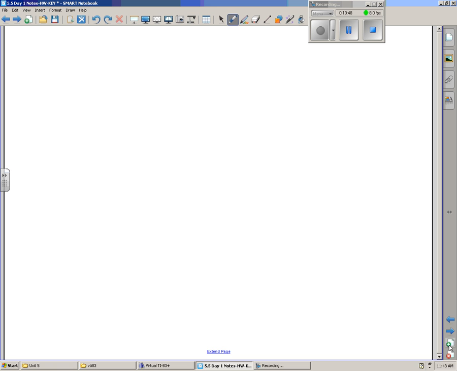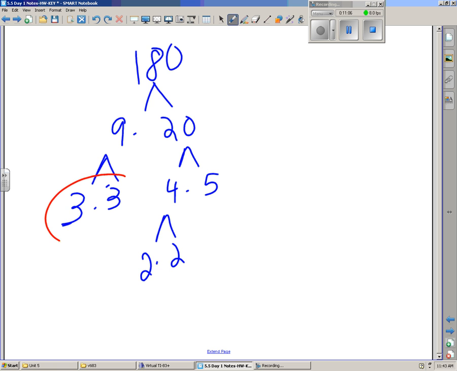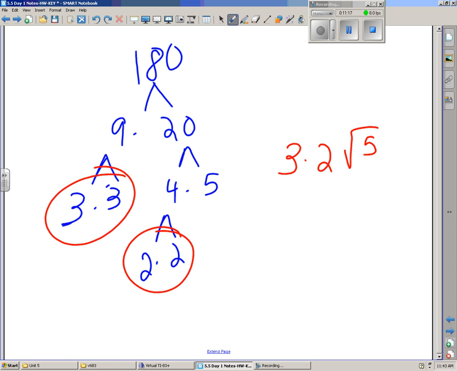I'm not sure who taught you last year, but if they taught you factor trees, this would be something like 9 times 20, 3 times 3, 4 times 5, 2 times 2. And the factor trees work this way, that I've got a pair of 3s and I've got a pair of 2s, which means for my final answer, I've got a 3, I've got a 2, and a 5 that was not used, and this becomes 6 root 5.